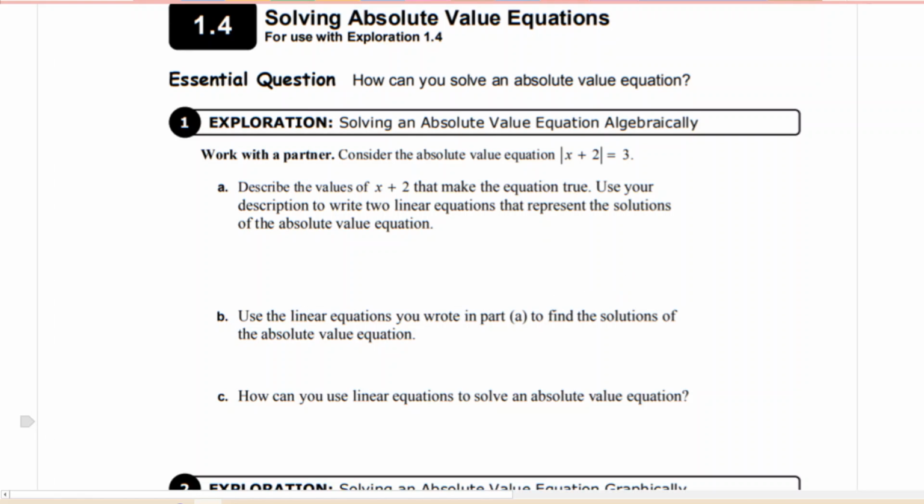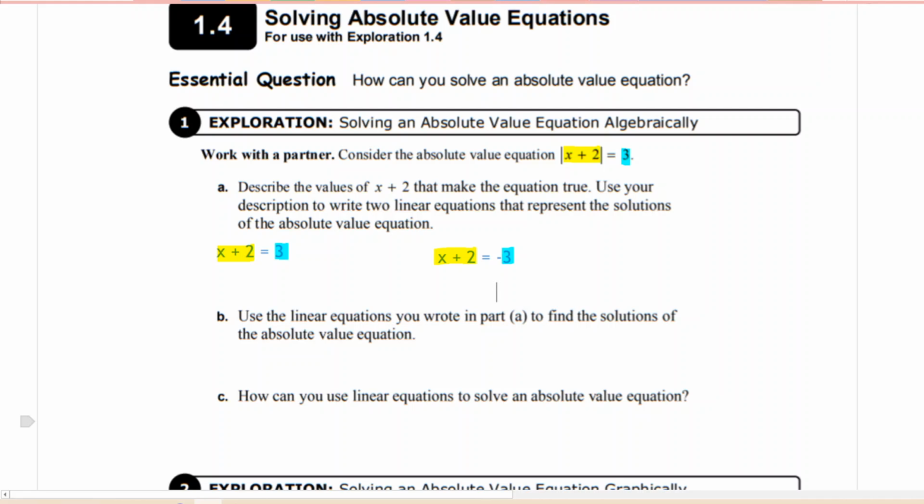Now, if I take this example that we have here, consider the absolute value equation: the absolute value of x plus 2 is equal to 3. So we're supposed to describe values of x plus 2 that make the equation true. One possibility is that x plus 2 is equal to 3. But the other equally valid solution would be if whatever is inside the absolute value is equal to -3. So x plus 2 could also be equal to -3, because as we know, the absolute value of 3 is 3, and the absolute value of -3 is 3.